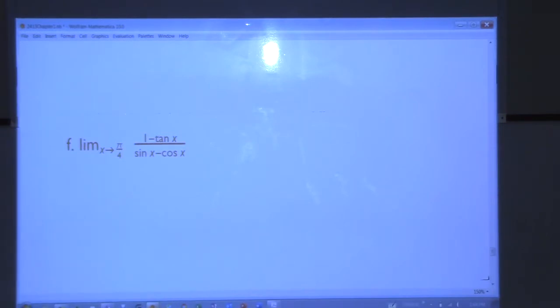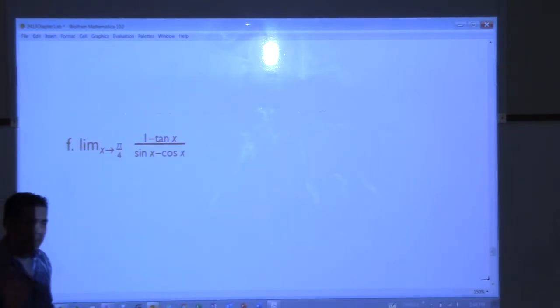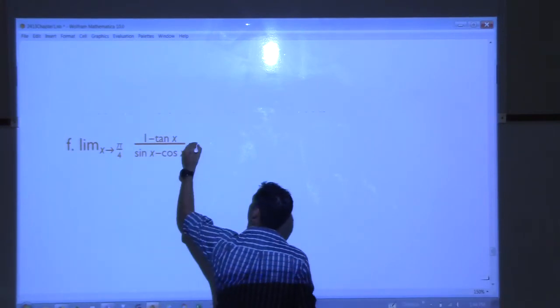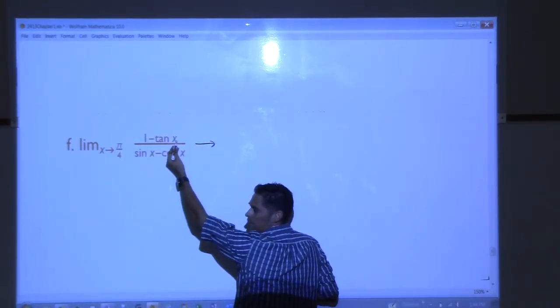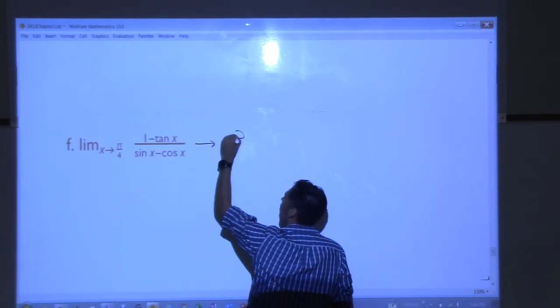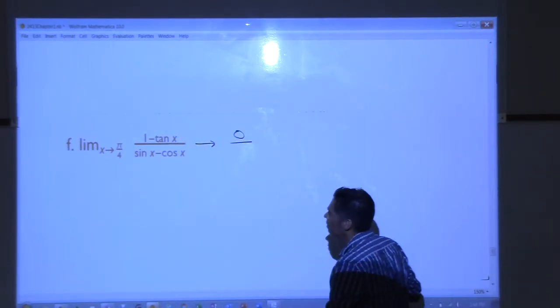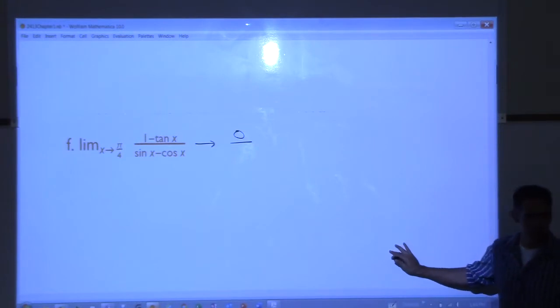All right, limit. Where is x approaching here? Pi over 4, not 0, okay? So it's approaching pi over 4. 1 minus tangent x over sine x minus cosine x. So we always check first what's happening. We all know, of course, that tangent of pi over 4 is 1. So 1 minus 1 is 0. Tangent of pi over 4 is 1, right?